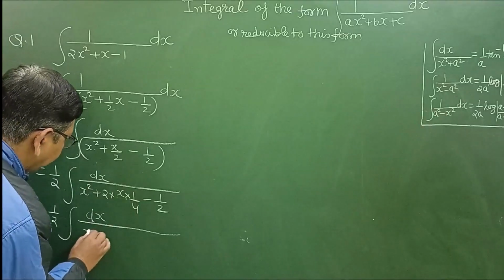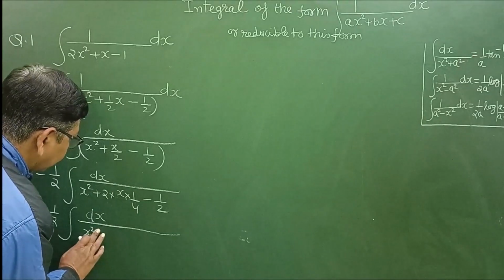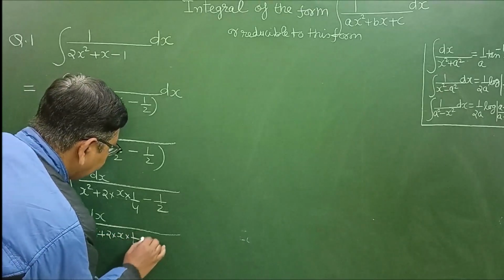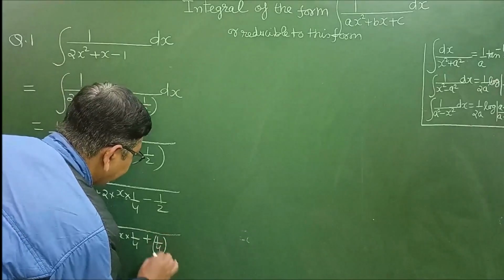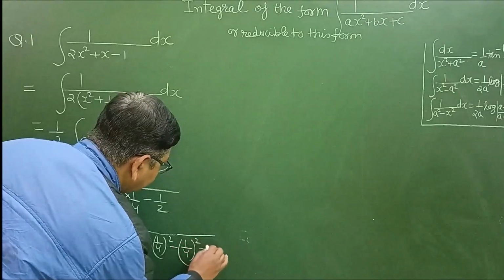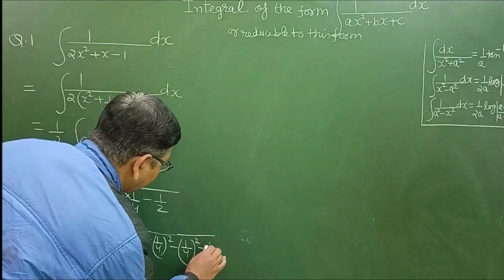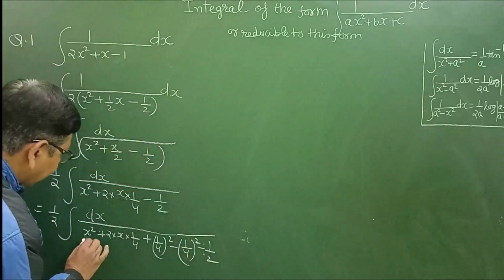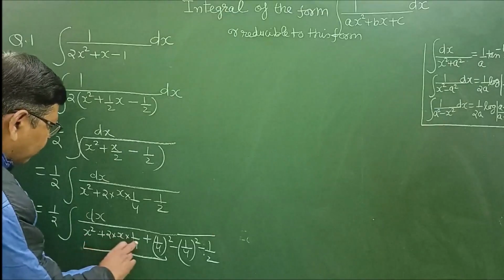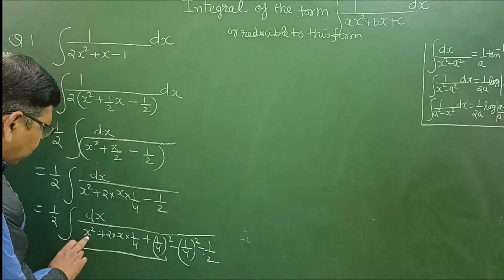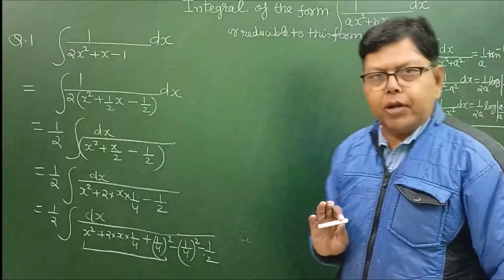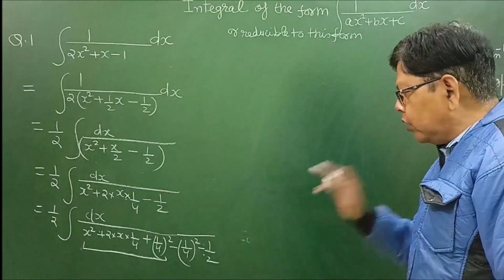So the denominator is x square plus 2 into x into 1 upon 4 plus 1 upon 4 square minus, balancing it, 1 upon 4 square plus 1 minus 1 upon 2. Now these three terms make a perfect square, of the form a square plus 2ab plus b square, that is the whole square of x plus 1 upon 4, using the formula a plus b whole square equals a square plus 2ab plus b square.